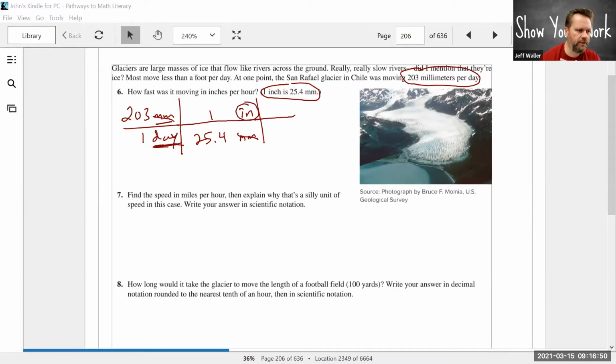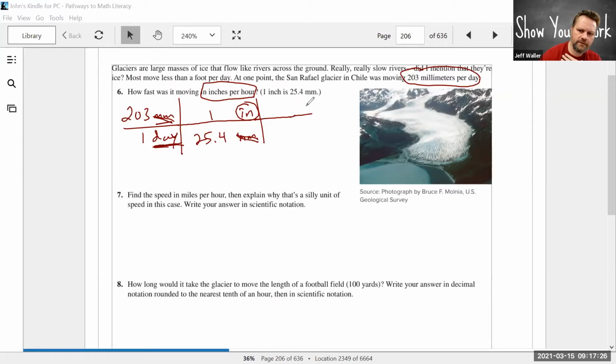So what do I want to get rid of now? What do I not want? I want inches per hour. So what do I want to get rid of? The millimeters is dead. What's still alive that I don't want alive? It has to be hours. So what do I want to kill? Day, right? I want to kill days. So where am I going to put days? Top or bottom? Top. Yep, top.